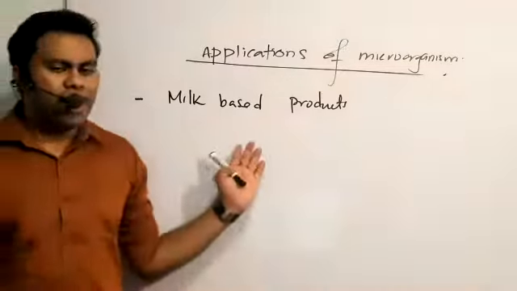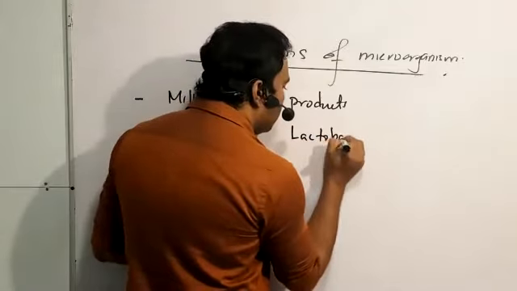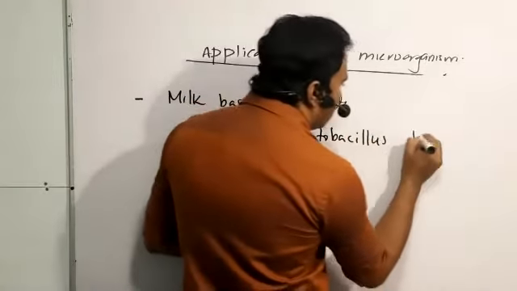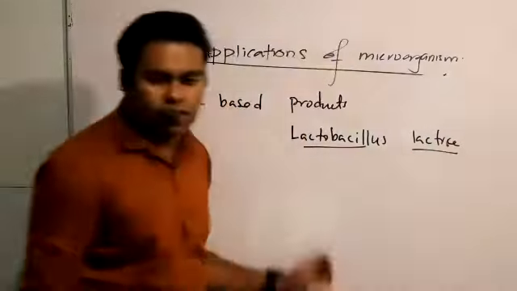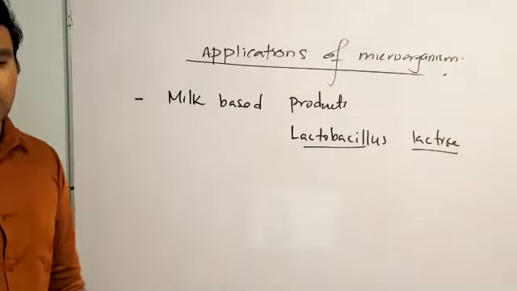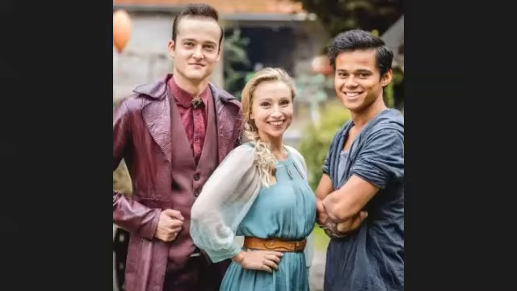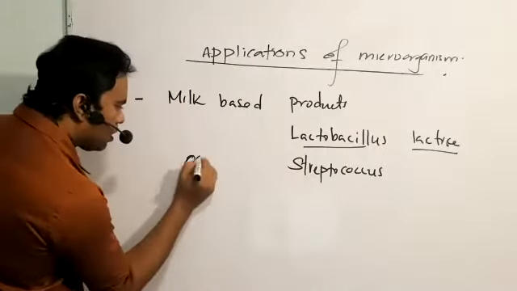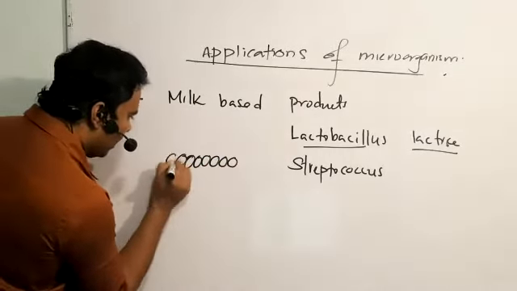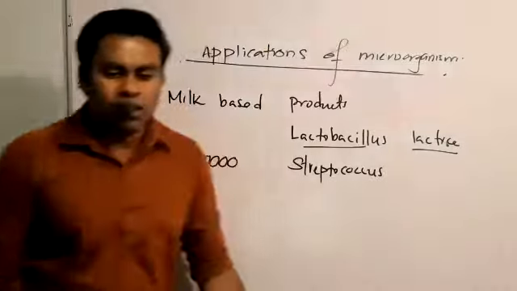Lactobacillus lactis. Then Streptococcus thermophilus. Why is it known as Streptococcus? Coccus means oval shape. Strepto means they exist as a chain. Streptococcus thermophilus.